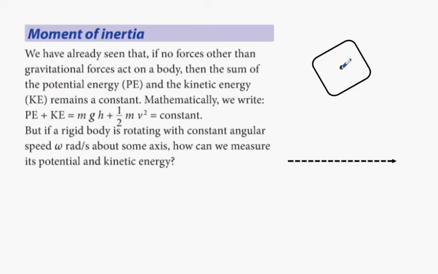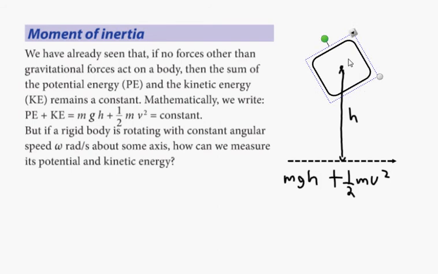Now, its position above the ground, you can call that height h. So it has two types of energy: mgh, which is potential energy, and a half mv squared, which is kinetic energy if it's moving downwards. So if it's on its way down.